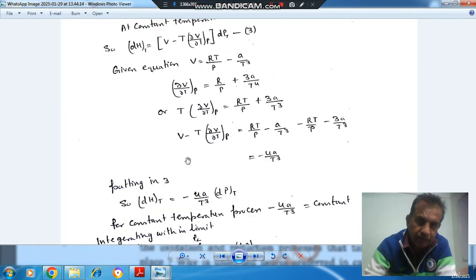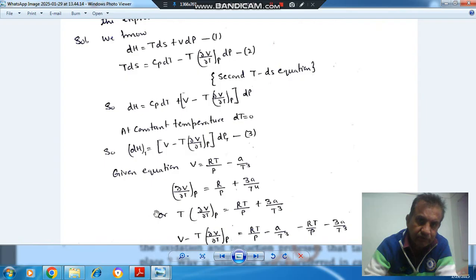So we have this relationship dH is equal to TdS plus VdP, and this relationship from the second TdS equation, that is TdS is equal to CpdT minus T (curl V by curl T) at constant P dP. So we have these two relationships. This is from the first law and second law combined, and this is the second TdS relationship.